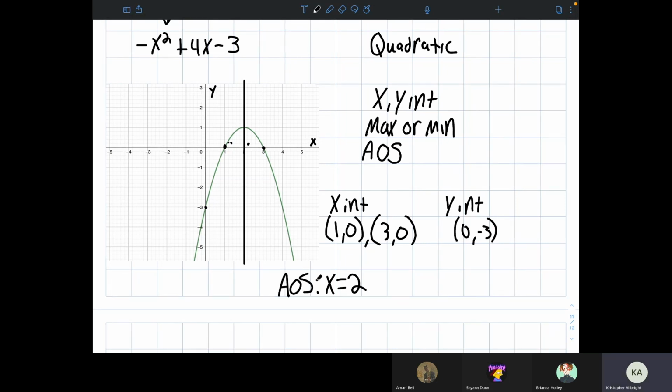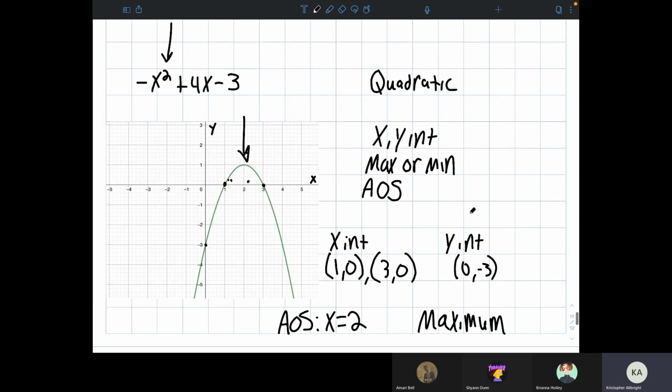And now we need to do maximum or minimum. So we drop something on top of it, and it is going to land on the very top. So we know that this is a maximum. And that is all the information we need to know about that one. So let's move on to the next lesson and see if we can get that one done.